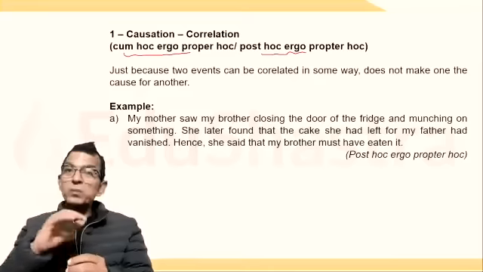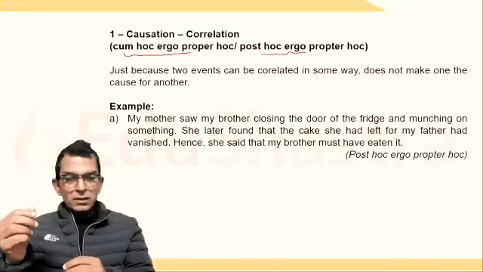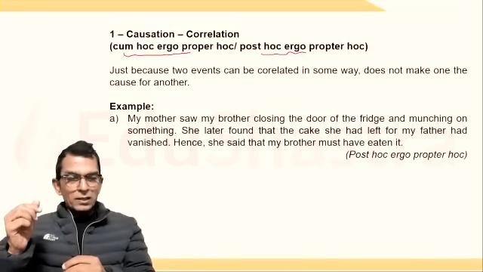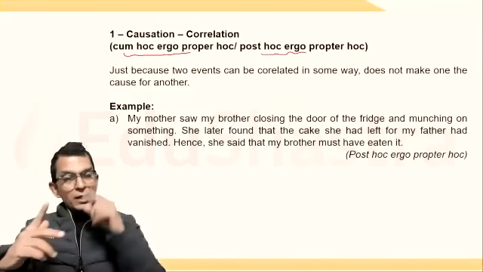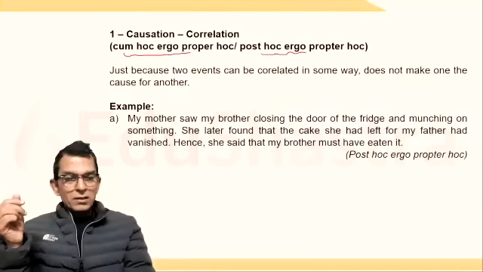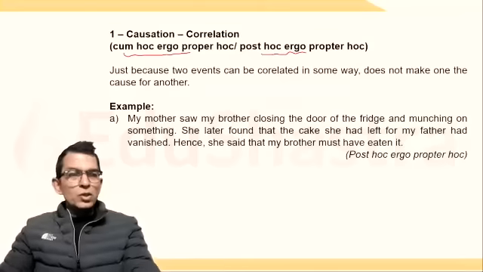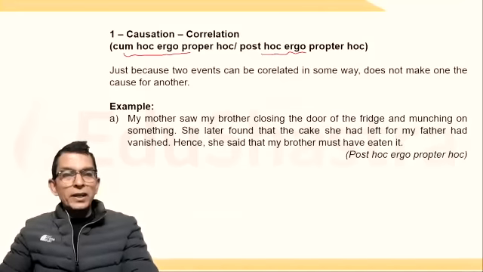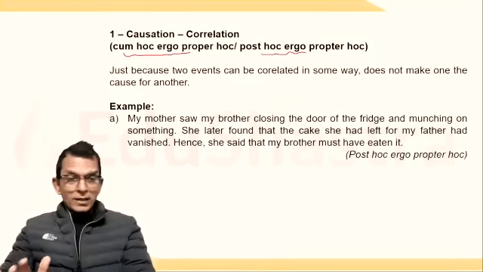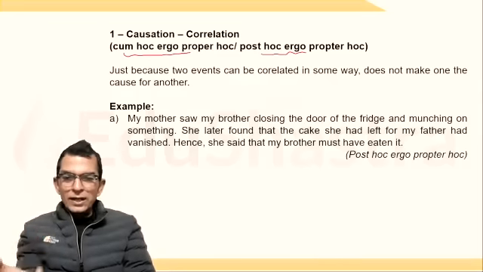Now, the next one is post hoc ergo propter hoc. A and B happen one after the other. So I make A the reason for B. It may be the case, may not be the case. So we cannot say for certain. The conclusions drawn should not be taken for granted. You should do some more investigation and then say whether the conclusion is correct or incorrect.